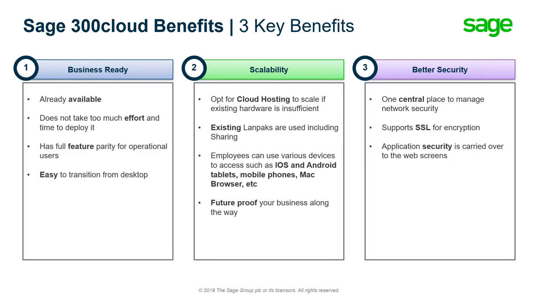However, if you are on a very old version, I encourage you to use a more recent version because there are more features added to the newer versions, right? It doesn't take too much effort to deploy because it sits on top of your Sage 300 installation. Basically, it literally takes a few minutes to install, and maybe a bit longer to define and tighten the firewall settings so that your system is a bit more secure, right? It has full feature parity with any operational activity.